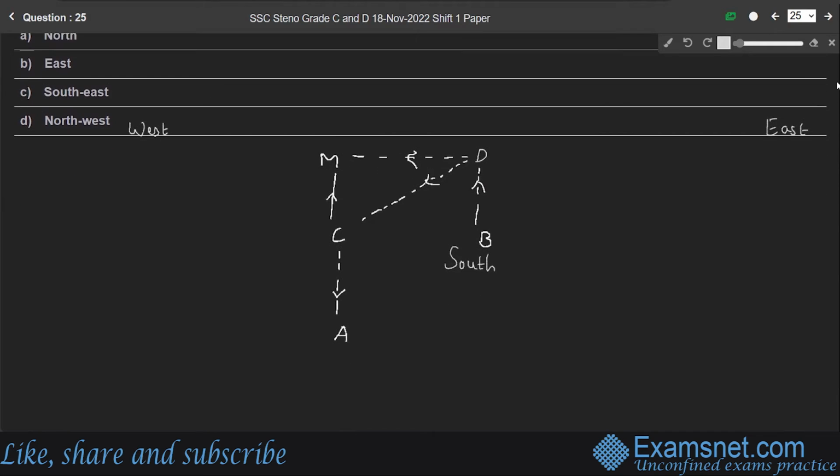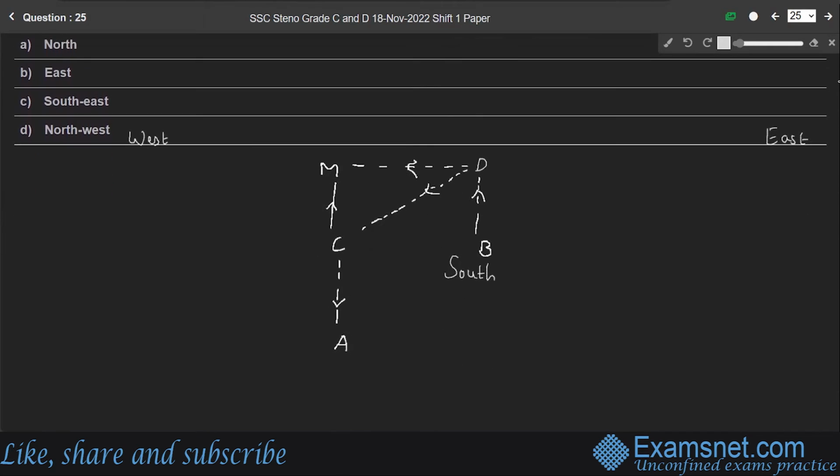Northeast of town A, right? Yes, town B is to the northeast. This direction is northeast.